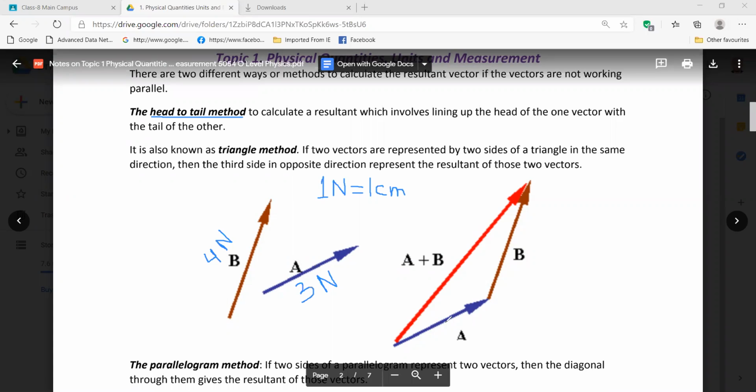Why are we doing this? We are taking parallel so that the angle you already have between A and B can be continued. The angle is not changed. If your angle is changing, then the direction is changing, and your resultant will come wrong. Got my point? No problem, I'm repeating.